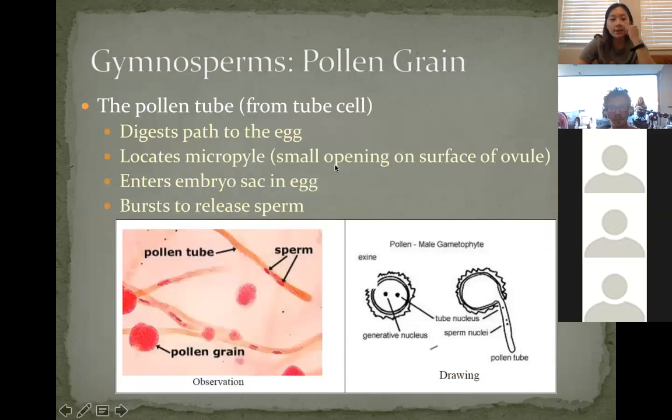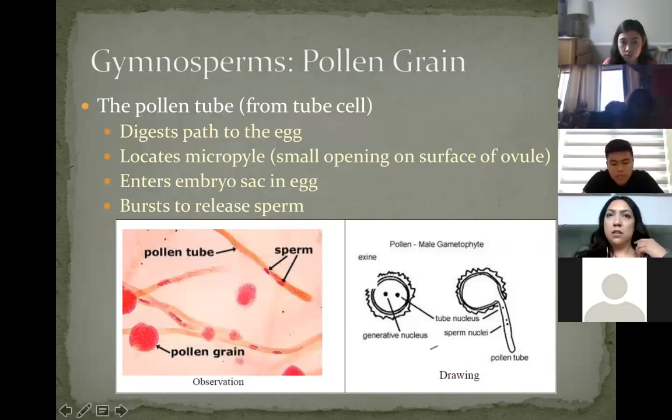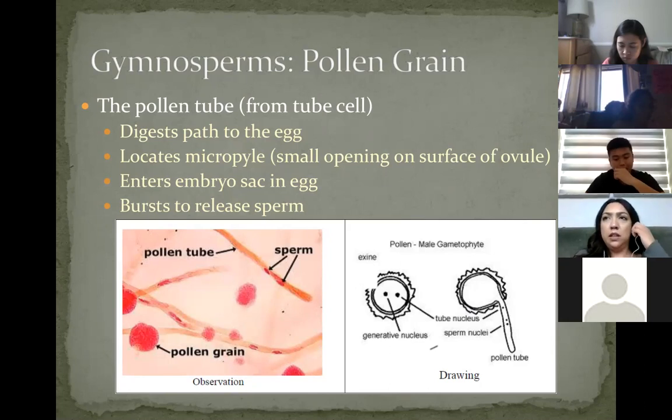Okay, so the pollen tube, again, from the tube cell. When the pollen grain is being dispersed in the wind, basically what it's trying to do is land on a female ovule or a female cone, essentially. When that pollen grain, or basically the pollen or male gametophyte, lands on a female cone, it'll get a hormonal cue to basically produce that pollen tube. That pollen tube is then going to enter the embryo sac. It's going to burst, and then it's going to release the sperm and it'll fertilize the egg.